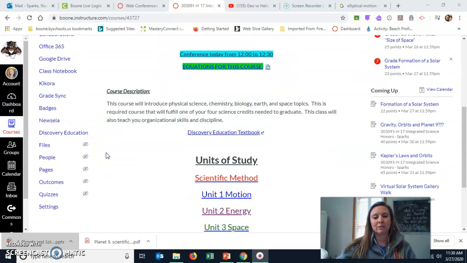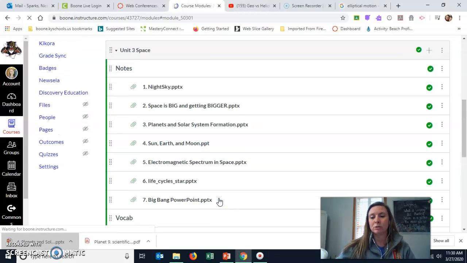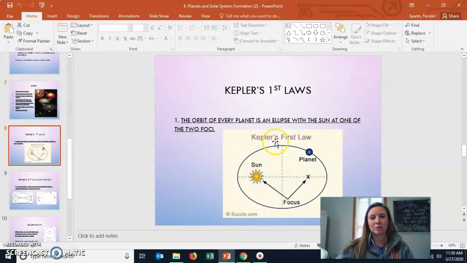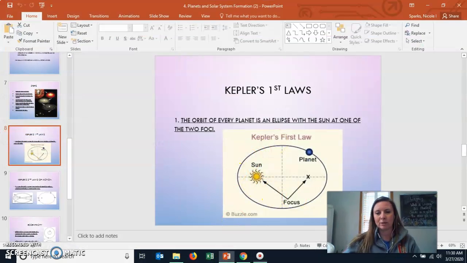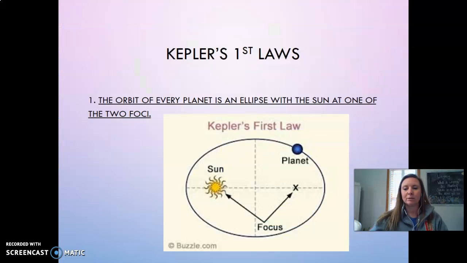So in Canvas, if you're following along, we're going to go to our notes on space. And then we're going to click on, we're still in planets and solar system formation. And I went ahead and I already pulled this up so that it's in a nice big shape for us here. Maybe. Come on. There we go.